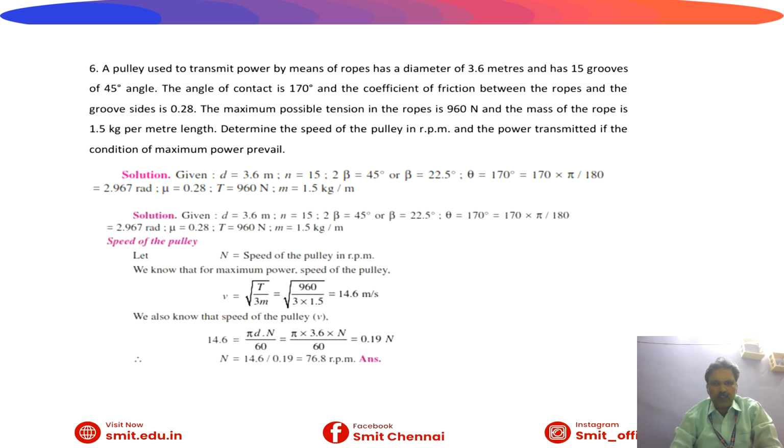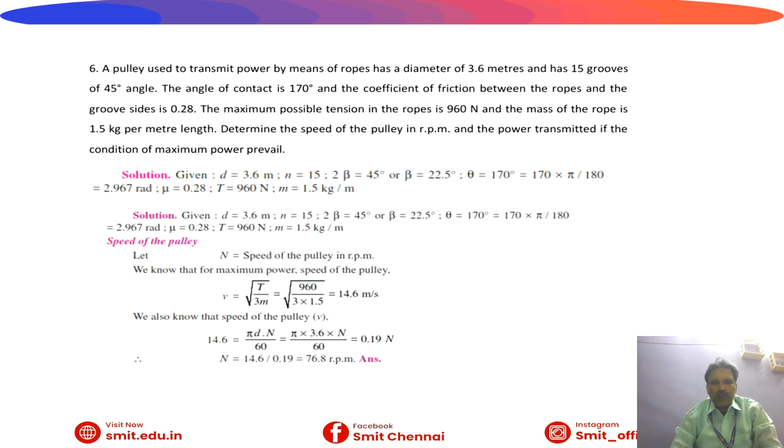The given data are: D equal to 3.6 meters, N equal to 15. We take 45 degrees as 2 beta. Therefore, beta equal to half of that value, that is 22.5 degrees. Then theta is given as 170 degrees. Convert into radians, multiply with pi by 180, and finally you will get 2.967 radians. Mu equal to 0.28 and T equal to 960 Newton. m equal to 1.5 kilogram per meter.